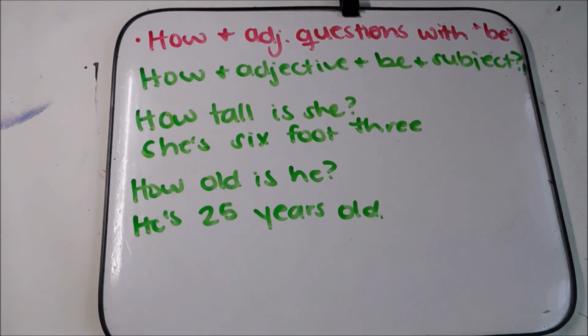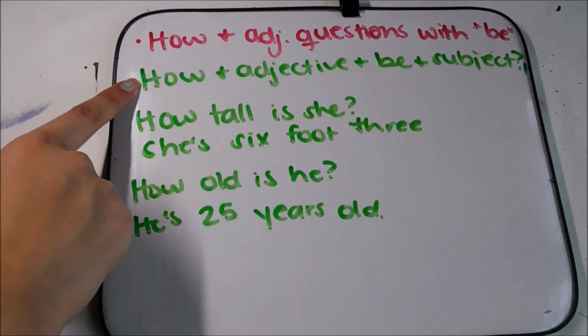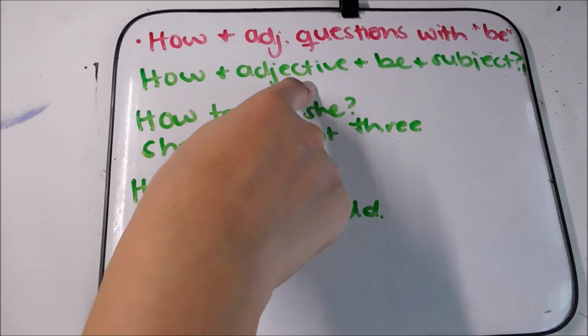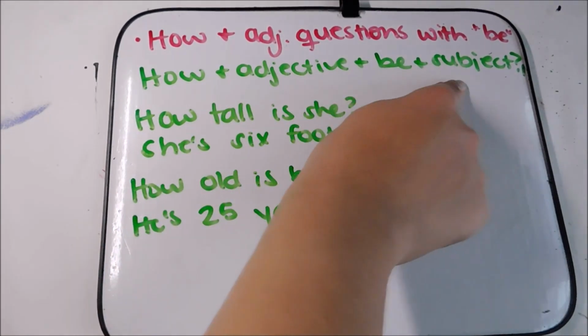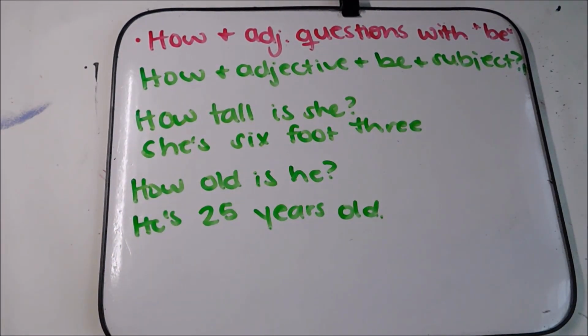We can also use how and then an adjective question with the verb be. And you would start it with how, then the adjective that we want to know about, then be, and then the subject. For example, how tall is she? To ask about somebody's height, that's the question that we're going to use. And the response is, she's 6'3". 6'3" means 6 feet and 3 inches tall.